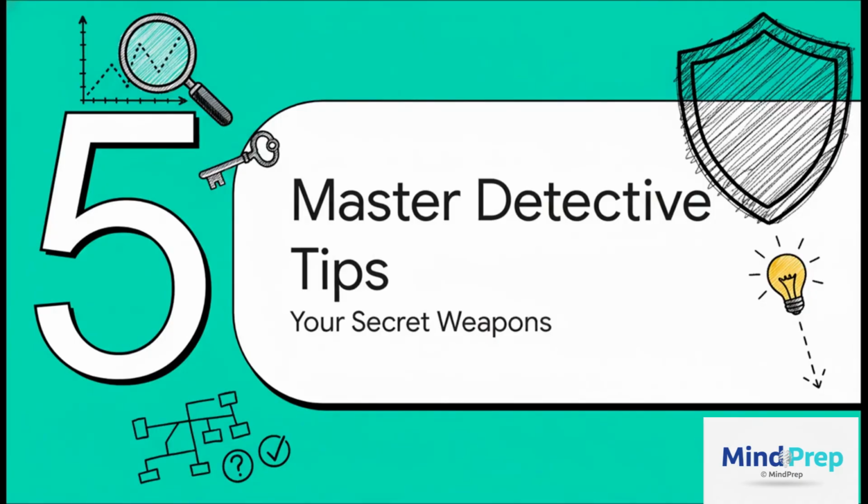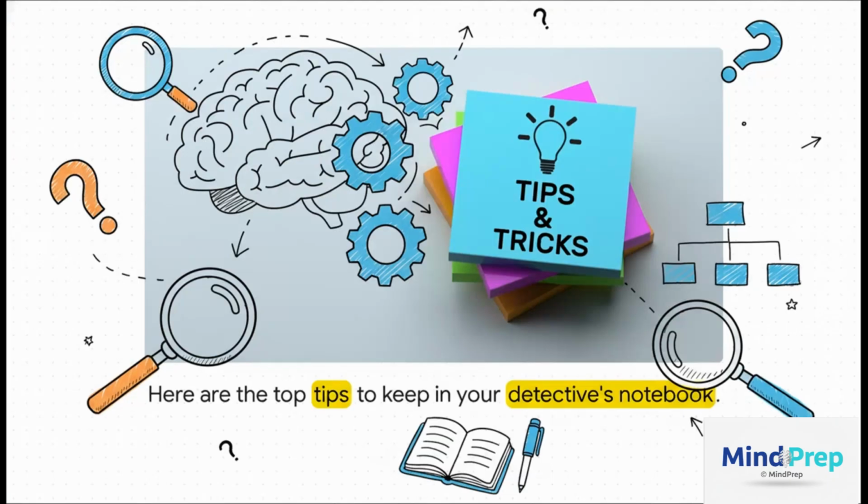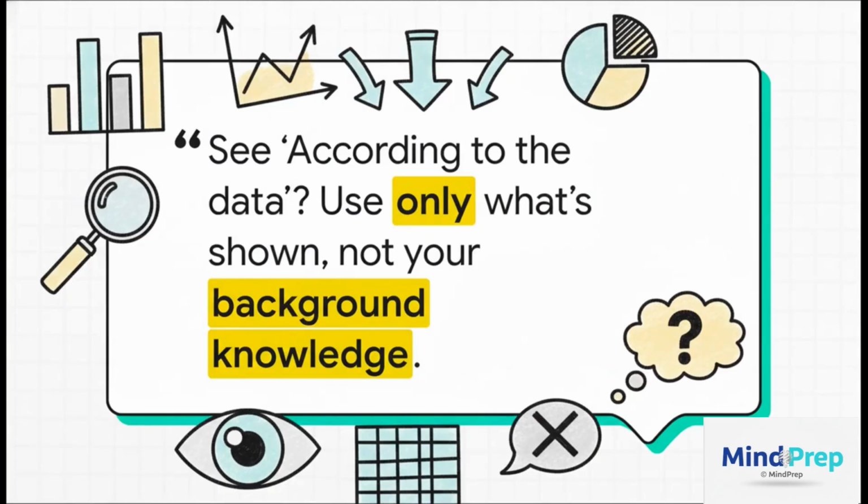Okay, we're in the home stretch. You've got the mission, the tools, the method, and you know what traps to look out for. Now let's wrap up with a few master detective tips. These are your secret weapons. So grab your detective's notebook because you're going to want to write these down. These tips are simple, but they are incredibly powerful for making sure you stay on the right track. And here it is, the ultimate tip.